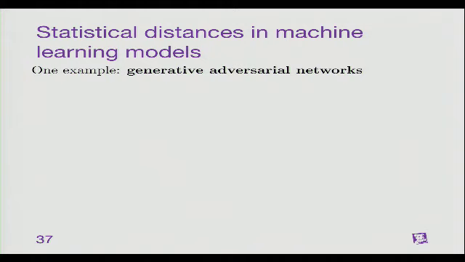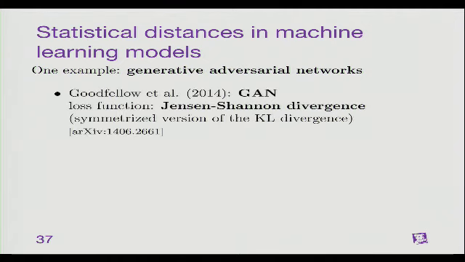I won't go too much into details here, but basically generative adversarial networks are machine learning models that are intended to generate data that looks real or that looks like some reference data. This kind of network first appeared in 2014. And at the time, the loss function that was used is the Jensen-Shannon divergence, which is a symmetrized version of the Kullback-Leibler divergence.